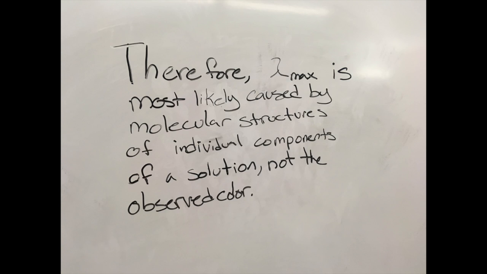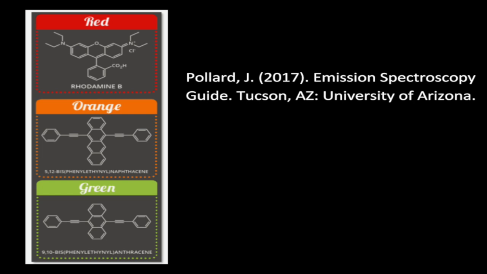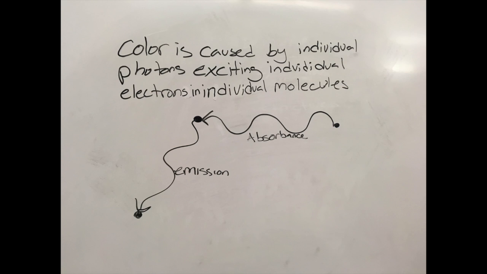Therefore, lambda max is most likely caused by molecular structure and the individual components of a solution, not the observed color. As shown, red, orange, and green dye have different molecular structures. These structures cause different wavelengths of light to be emitted and thus different lambda maxes. Photons excite electrons on the particulate level, so the observable color will be the mix of all photons emitted by these interactions, and the individual colors produced may not be discernible.